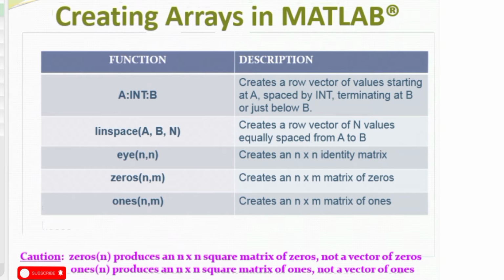Couple that you haven't seen before: I(n,n) creates an identity matrix. If you don't know what an identity matrix is, we are going to talk about that in a later video, but it's basically a matrix that has ones down the diagonal and zeros everywhere else. zeros(n,m) creates an n by m matrix of all zeros, and ones(n,m) creates an n by m matrix that's all filled with ones. And we'll talk about why you might want to create a matrix full of zeros or a matrix full of ones a little bit later.